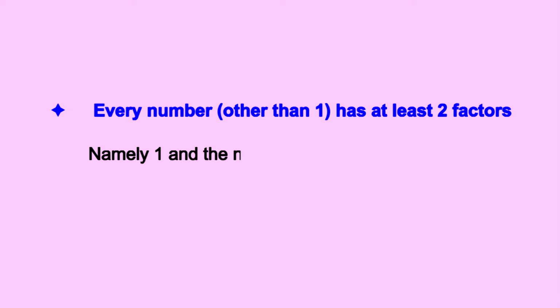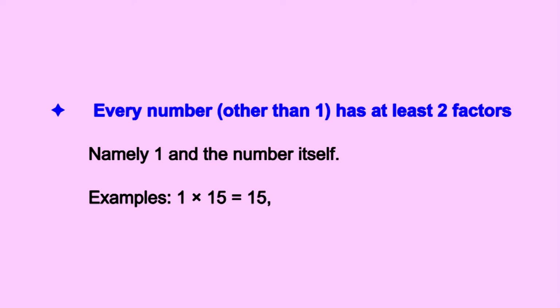Every number other than 1 has at least 2 factors, namely 1 and the number itself. Examples: 1 into 15 is equal to 15. 1 into 256 is equal to 256.